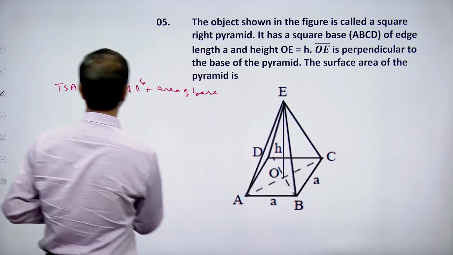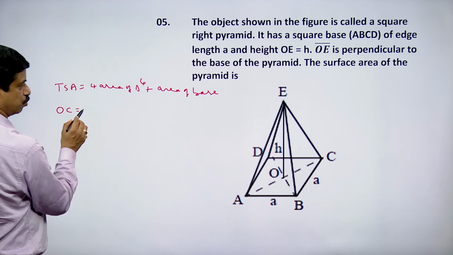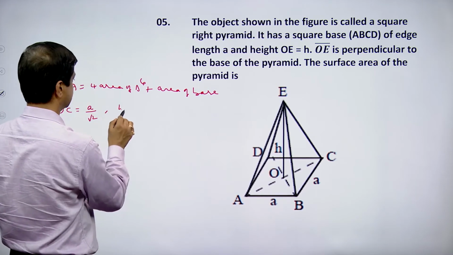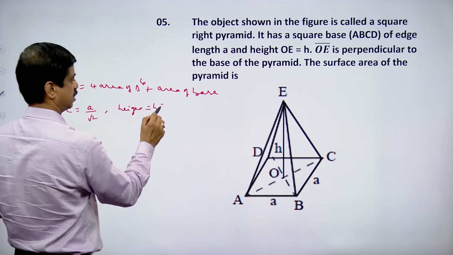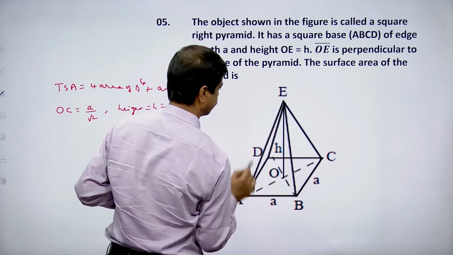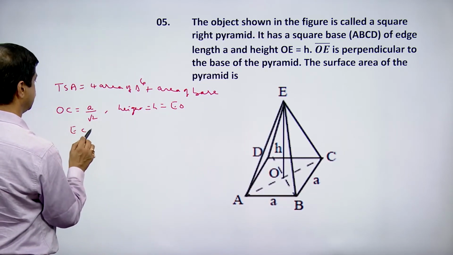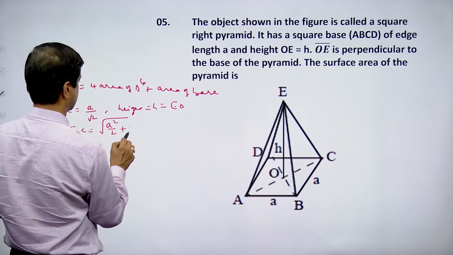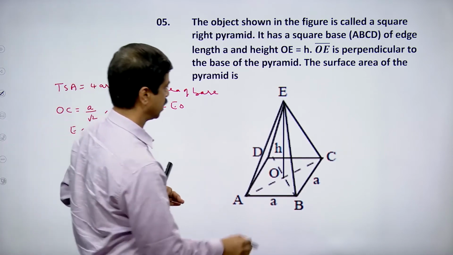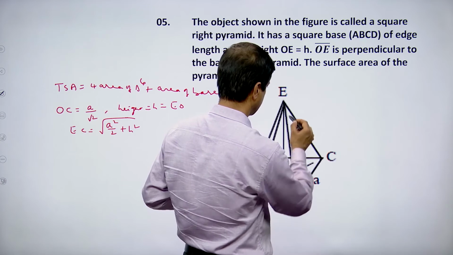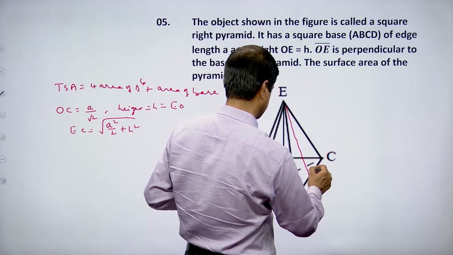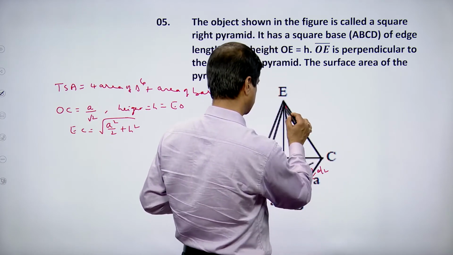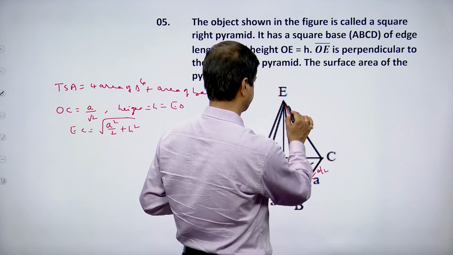EC. So OC is equal to a by root 2, we have already proved in the previous case, and height is h. This is EO. Now I want EC. EC is equal to root of (a by 2) whole square, that is a square by 2, plus h square. This is EC, we got it. Now if you drop a perpendicular onto this, this will be a by 2, or not? You know EC. So this is the height of this triangle. So we call it x.